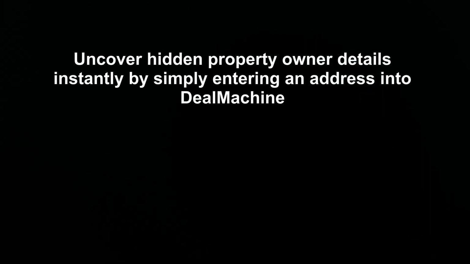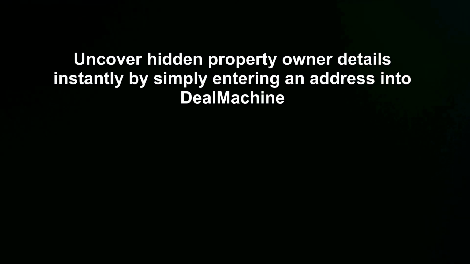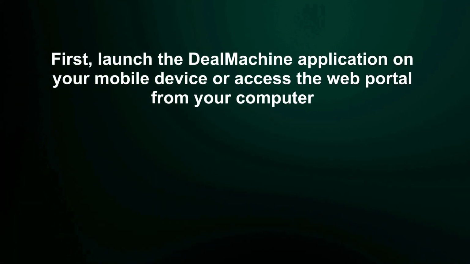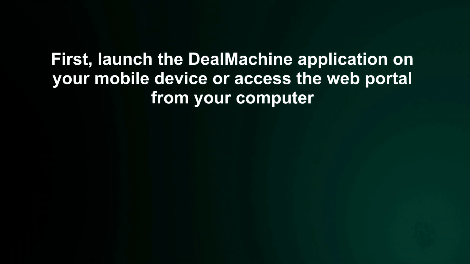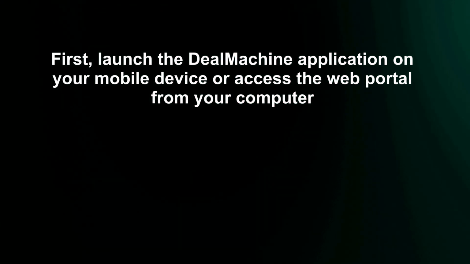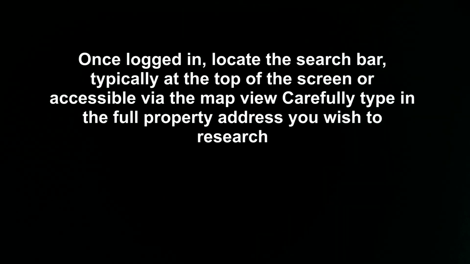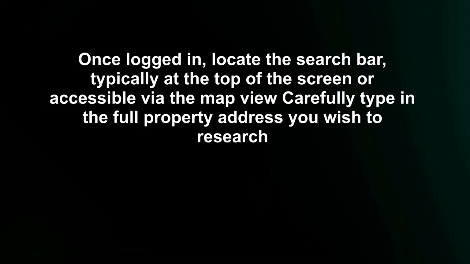Uncover hidden property owner details instantly by simply entering an address into Dealmachine. First, launch the Dealmachine application on your mobile device or access the web portal from your computer. Once logged in, locate the search bar, typically at the top of the screen or accessible via the map view.